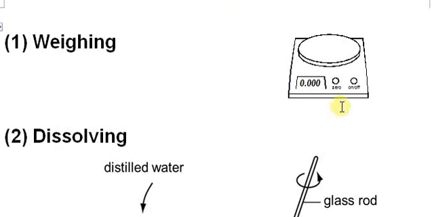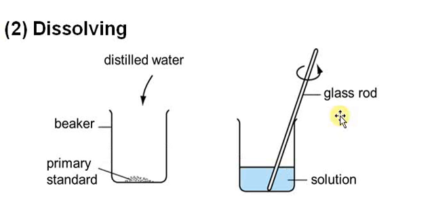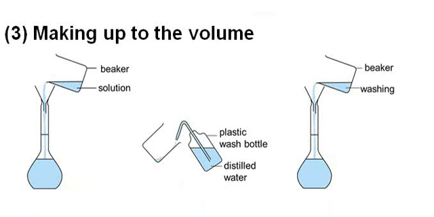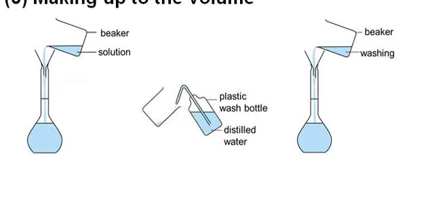In the first step, you need to weigh this mass of solute and then put it into a clean beaker, add distilled water, and use a glass rod to stir the solution to dissolve it to form a solution. And then we will pour the solution into the volumetric flask. And of course, you will find that there is some liquid left behind in the beaker. We will also wash it with distilled water, and the washing will also be poured into the volumetric flask.